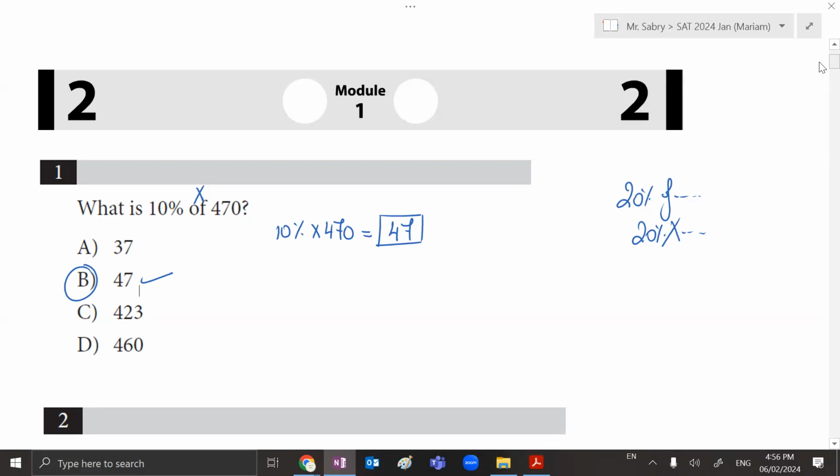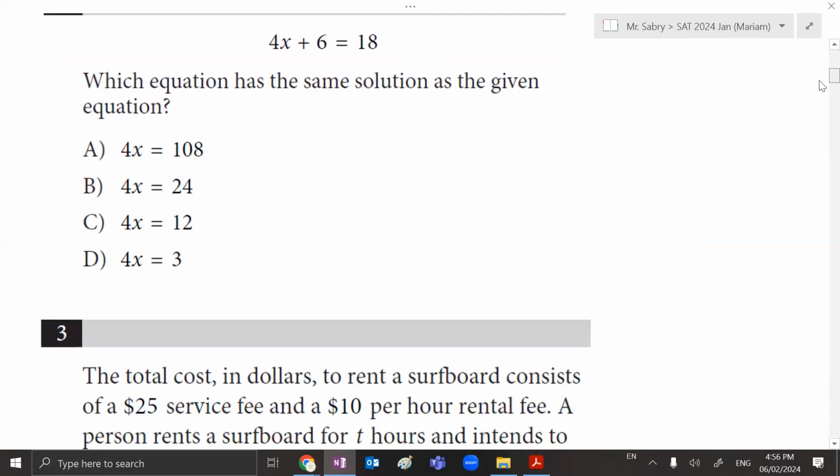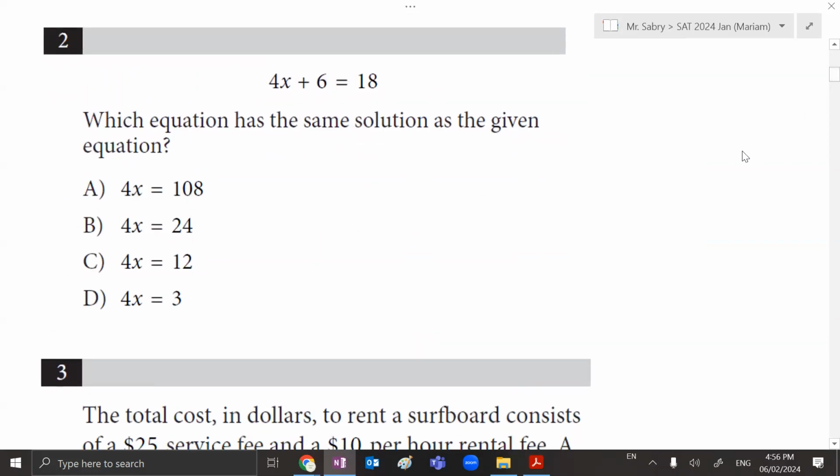Okay, perfect. If we check number 2, this is a pure basic equation. Which equation has the same solution as the given one? What do you think? Take your time. I know I just subtract 6 from... Okay, so 6 goes to the other side. So it would become 4x equals 20.